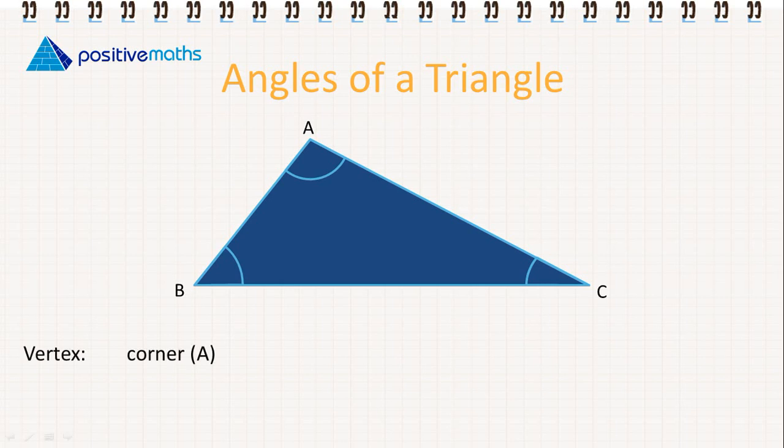In this triangle, the corners are marked A, B and C. So instead of calling it a corner, we call it a vertex. So this triangle has 3 vertices A, B and C. Vertex is singular and vertices is plural.